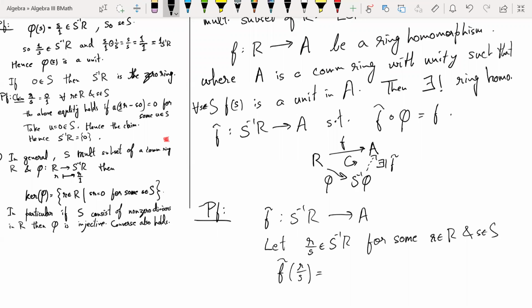To define something, we'll need F. So it should go to FR times Fs inverse. So this is FR over Fs somehow, to behave in a reasonable way. This makes sense. The point is, Fs is indeed a unit. That is what we are assuming. So note, Fs is a unit in A, hence Fs inverse makes sense.